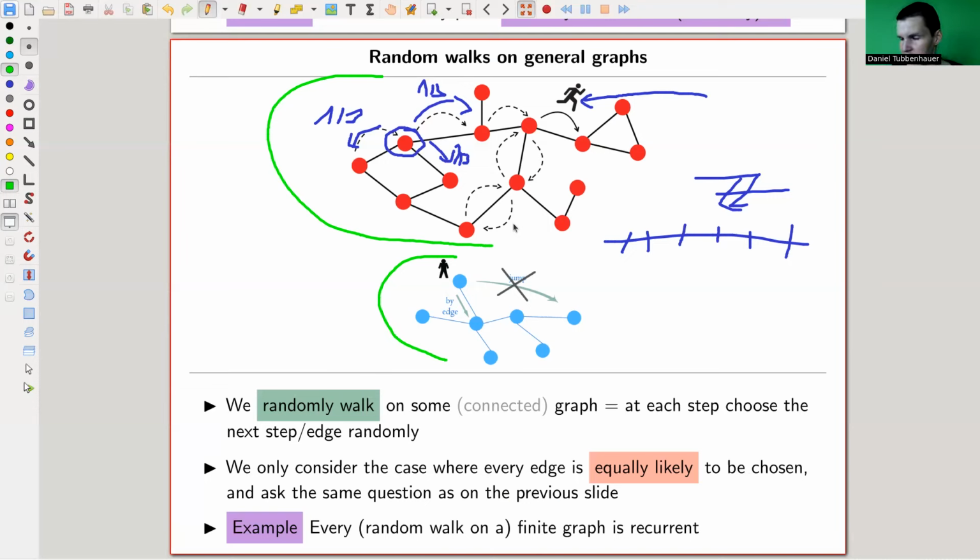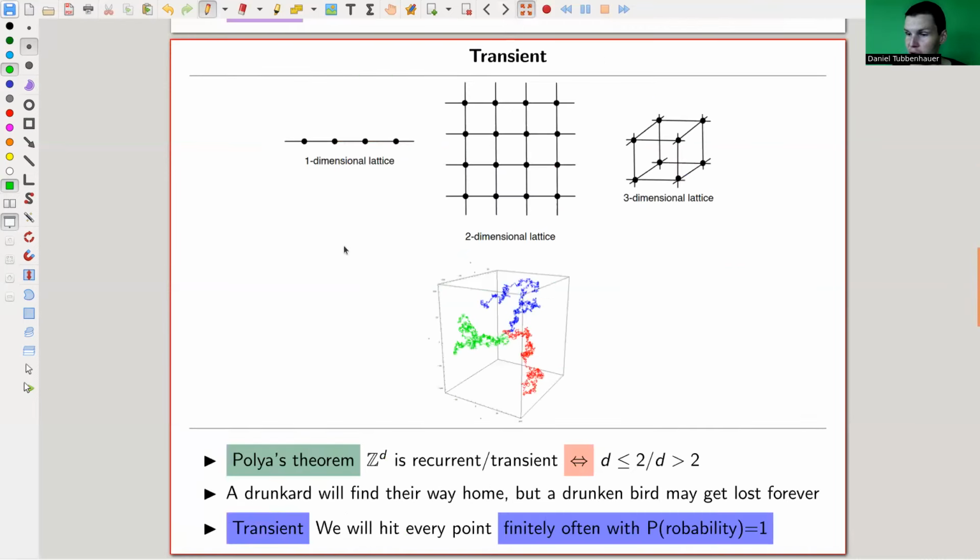So this question about recurrence is really interesting for infinite graphs, like our integers. And for finite graphs, it's a bit boring. So I'm not saying random walks on finite graphs are boring, but you would study different questions on finite graphs. Anyway, and then Polya, there you go.